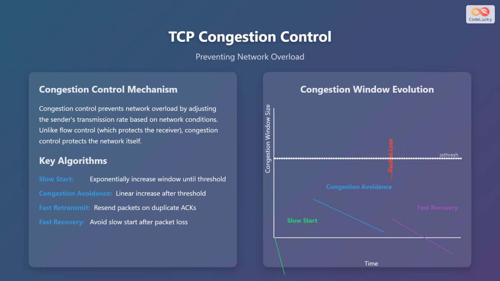Now, let's understand Transmission Control Protocol congestion control and how it prevents network overload. Congestion control prevents network overload by adjusting the sender's transmission rate based on network conditions. Unlike flow control, which protects the receiver, congestion control protects the network itself. Key algorithms include slow start, where the window exponentially increases until it hits the threshold. Congestion avoidance linearly increases the window after the threshold. Fast retransmit resends packets on duplicate acknowledgement, and fast recovery avoids slow start after packet loss.